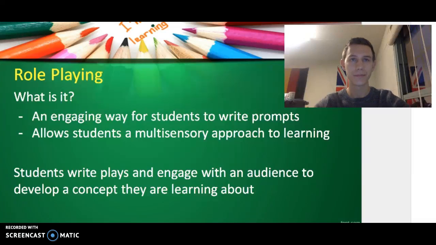For example, if students are learning how to give commands in English, they might create a role-playing skit with a partner and have to act that out in front of the class in order to use the vocabulary words that they're learning and demonstrate that they understand what a command is.